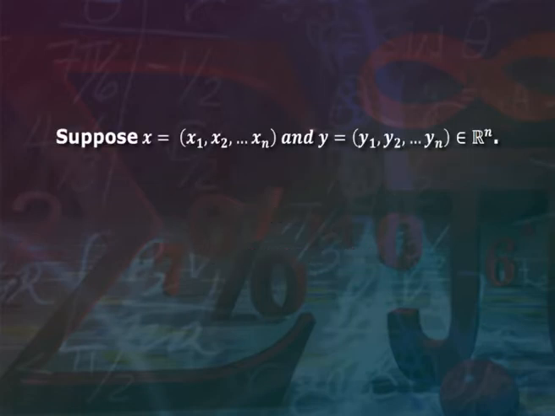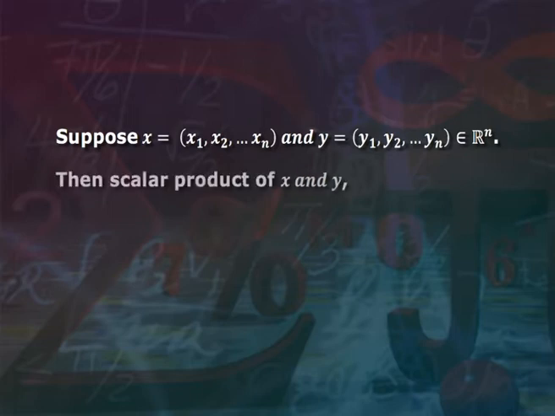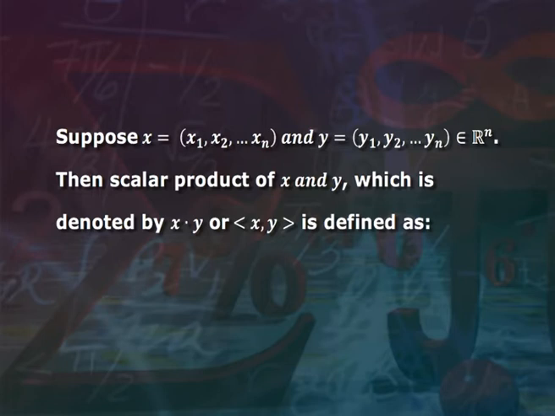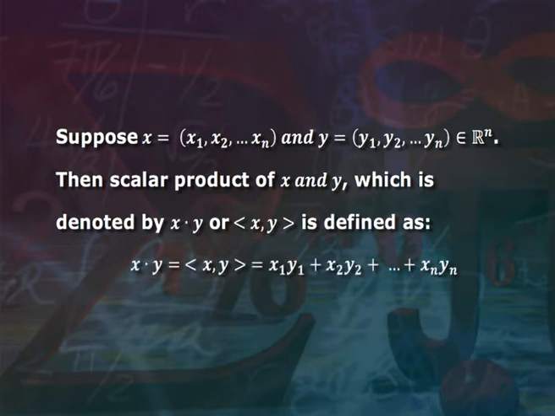Suppose x is equal to (x1, x2 up to xn) and y is equal to (y1, y2, yn); they are in R^n. Then the scalar product of x and y, which is denoted by x dot y or inner product <x, y>, is defined as x dot y, which is equal to <x, y>, which is equal to x1 y1 plus x2 y2 up to xn yn.